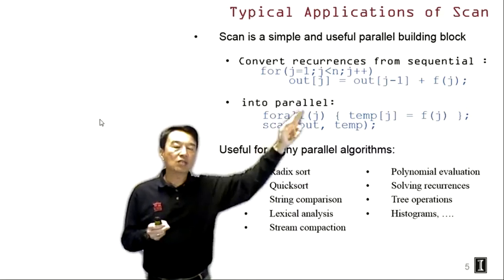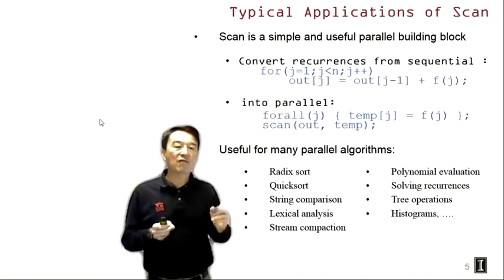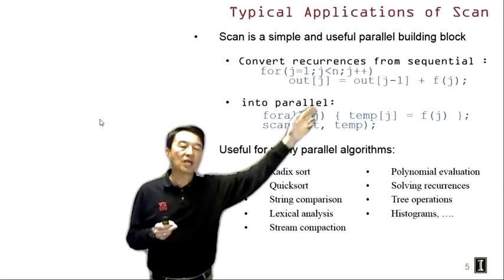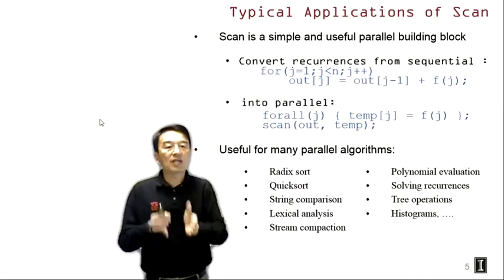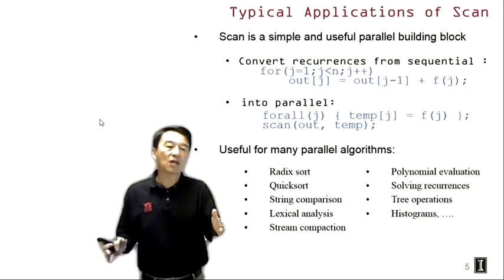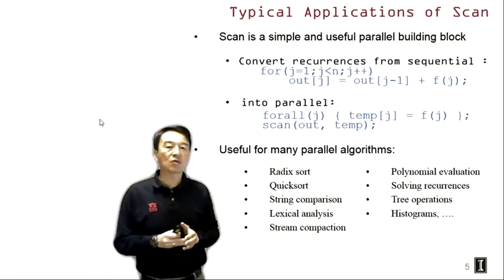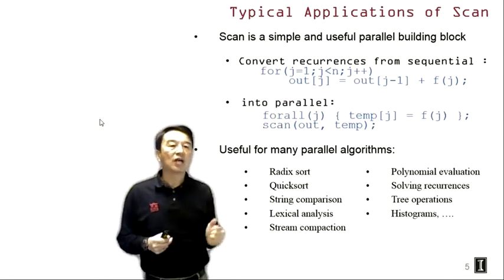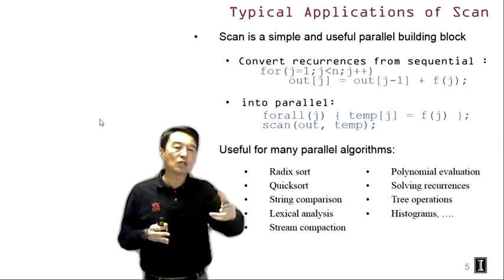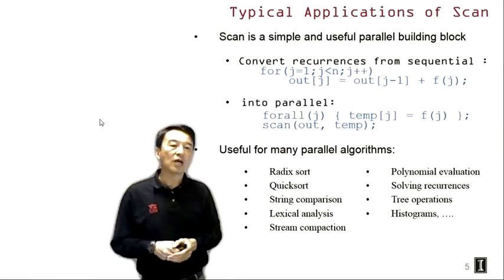So if we look at this loop, it seems like we have a very strict sequential computation where output element j is going to be depending on the previous output element and so on. So we have to compute all the previous output elements before we can compute output element j here. And in each iteration, we do a function evaluation, and then we do the accumulation.